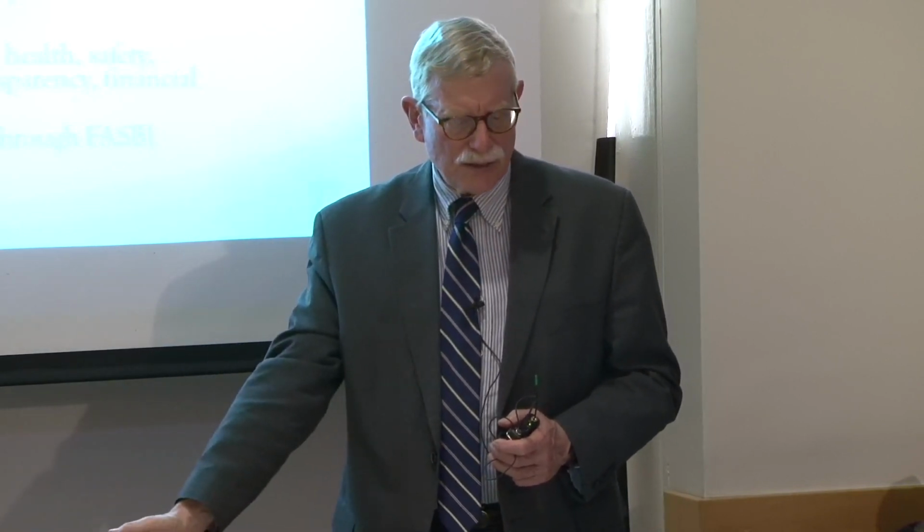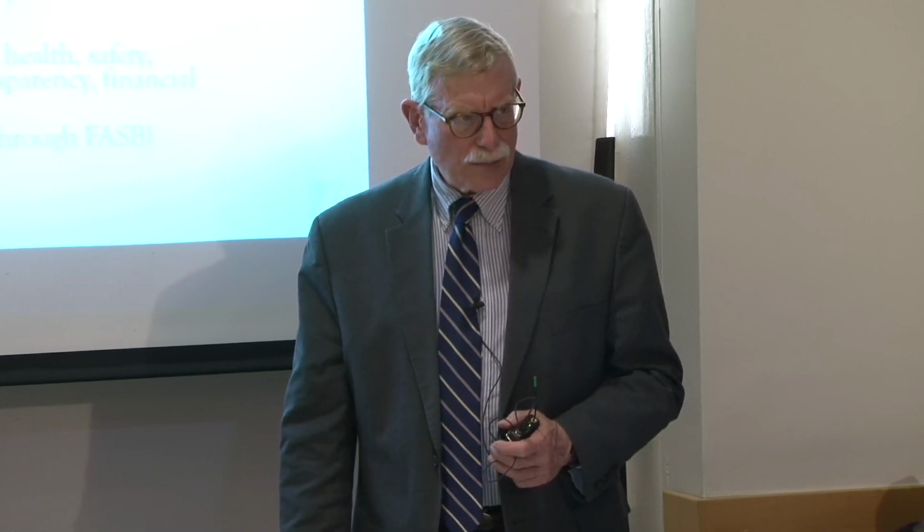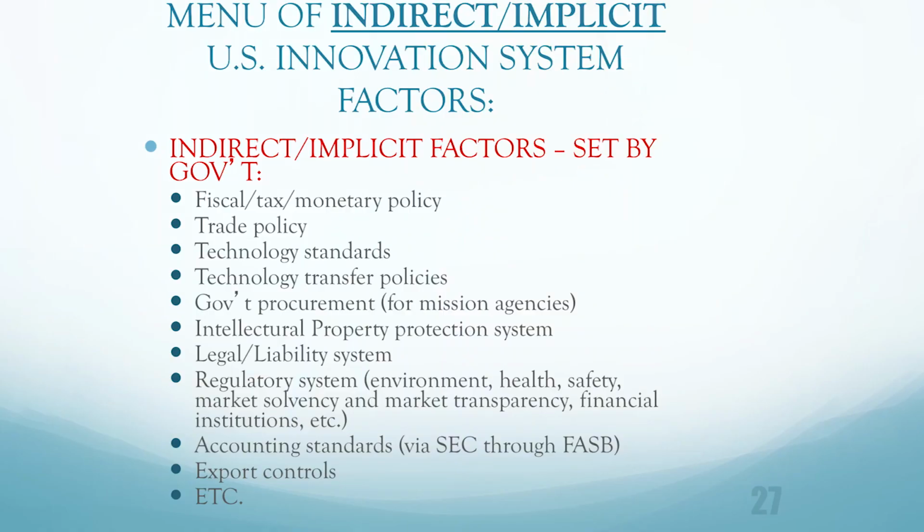But then there is a raft of indirect, or we could call them implicit, innovation factors. So if Nelson is right that there's an innovation ecosystem, then there are a lot of pieces in that complex system. And government is supplying some of those pieces that have a role in the innovation process, but are not as direct as the first two we talked about. So government is providing fiscal, tax, and monetary policy. It's providing trade policy, technology standards, technology transfer policies. It's providing government procurement, which buys a lot of technology, particularly in defense. It sets up the intellectual property system, the whole legal contracting liability system, the regulatory system in many, many areas, accounting standards, export controls. These all will have an effect on the innovation system and your ability to innovate.